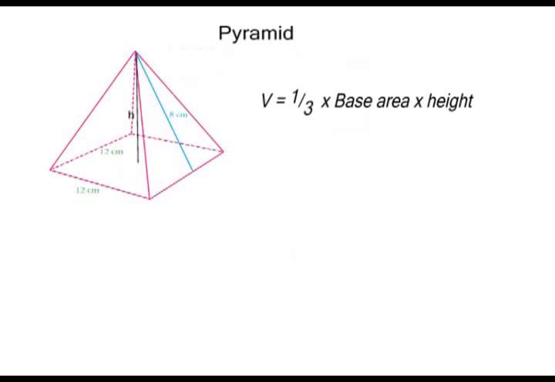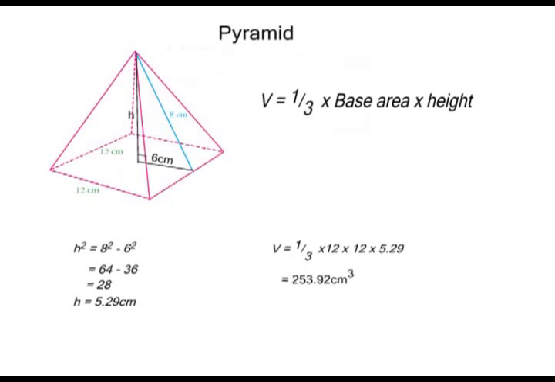We shall calculate the perpendicular height using the Pythagoras theorem. If we join the line here, then this distance will be 6 centimeters. Now we have a right-angled triangle. H squared is equal to 8 squared minus 6 squared. 64 minus 36 will give us 28, square root of which is 5.29. That is h. Volume is equal to a third times 12 times 12, the base area, times 5.29. That will give us 253.92 cubic centimeters.